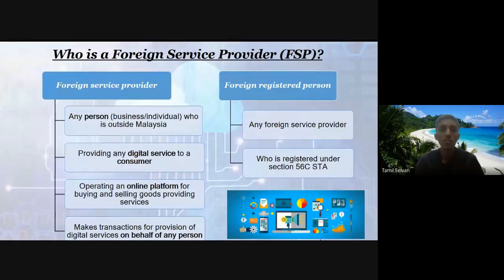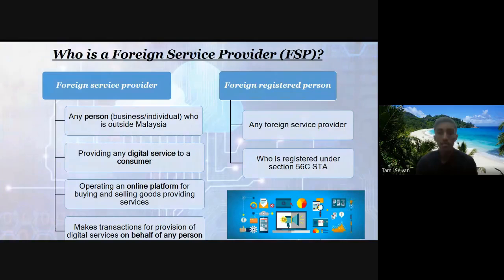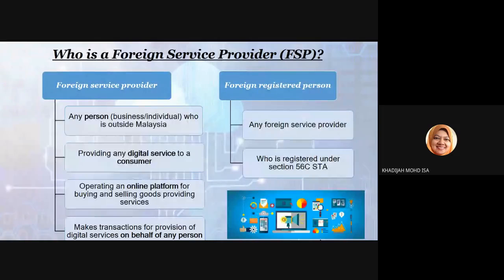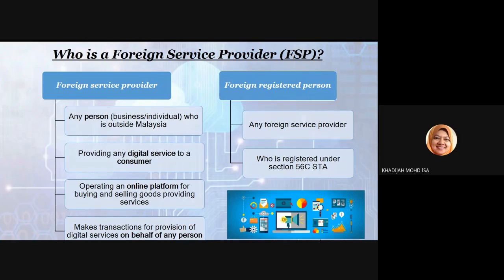So who is a foreign service provider? Hold on. So we have digital service tax and we also have sales and service tax. Is it service tax? Yes. So if you are under service tax, you don't have to be under DST. Digital service tax is only for foreign service providers, while service tax is for local digital service providers. Okay, very good. Thank you.